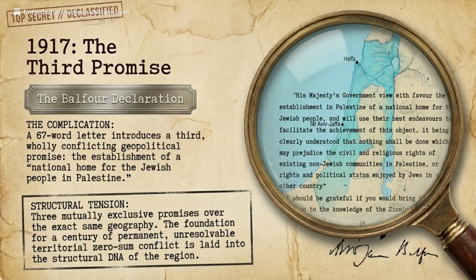The year 1917 brought the Balfour Declaration, a third, conflicting geopolitical promise, establishing a national home for the Jewish people in Palestine. This created structural tension, with three mutually exclusive promises over the same geography, laying the foundation for conflict.